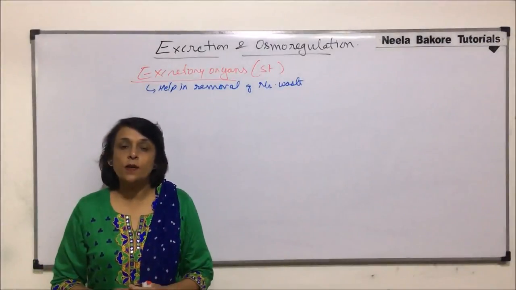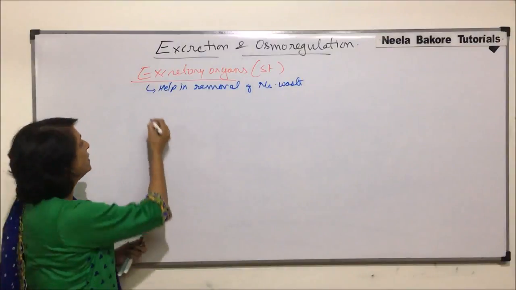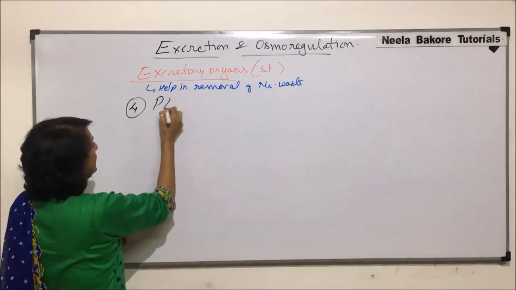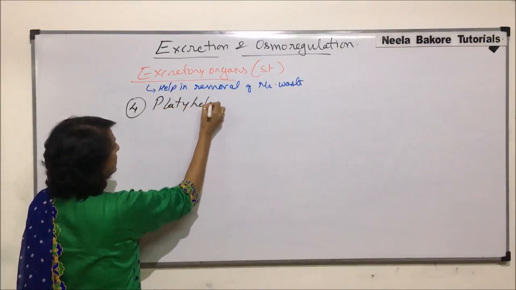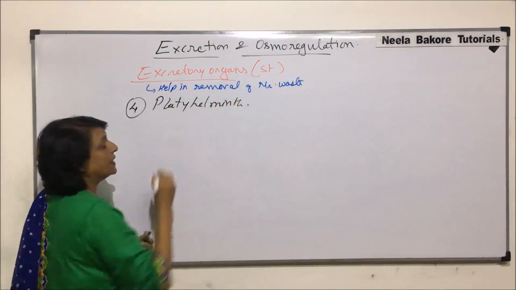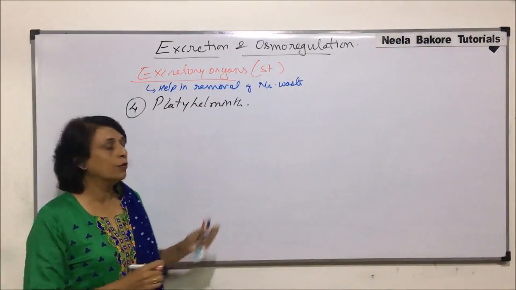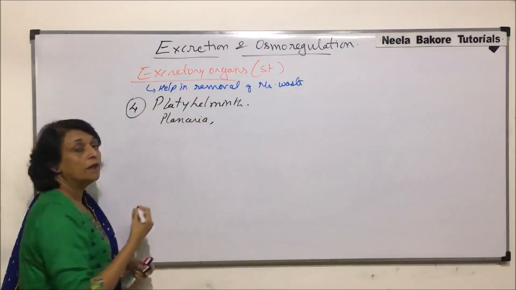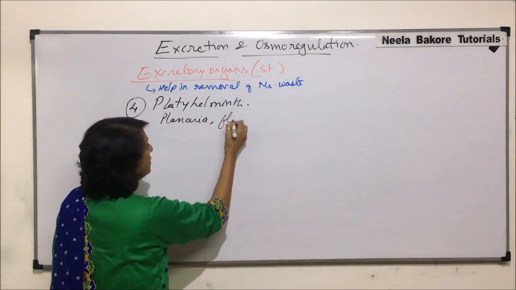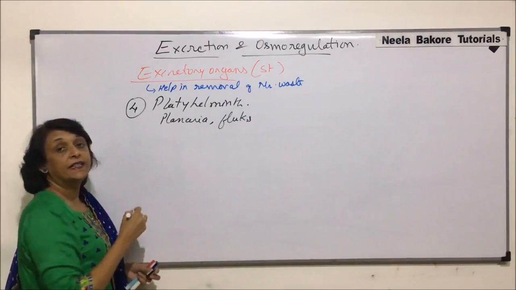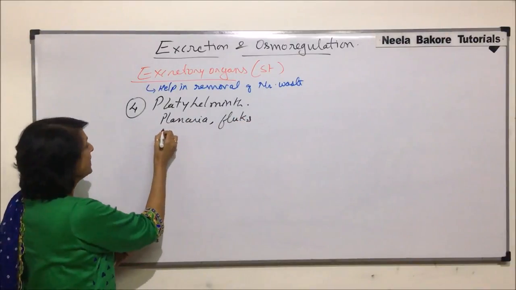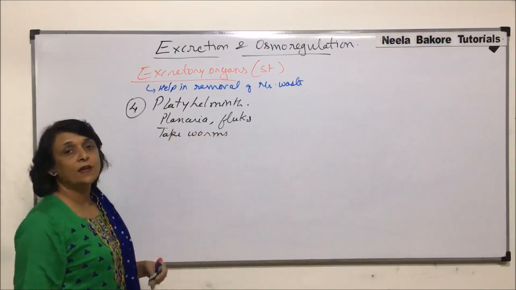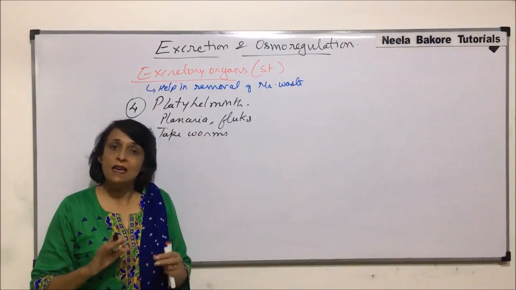In this section, we'll talk about another group and its excretory organs. And that group is of Platyhelminths. This group includes planaria, liver flukes or lung flukes, and tapeworm, that is Taenia solium. They are basically called flatworms because their body is absolutely flat.